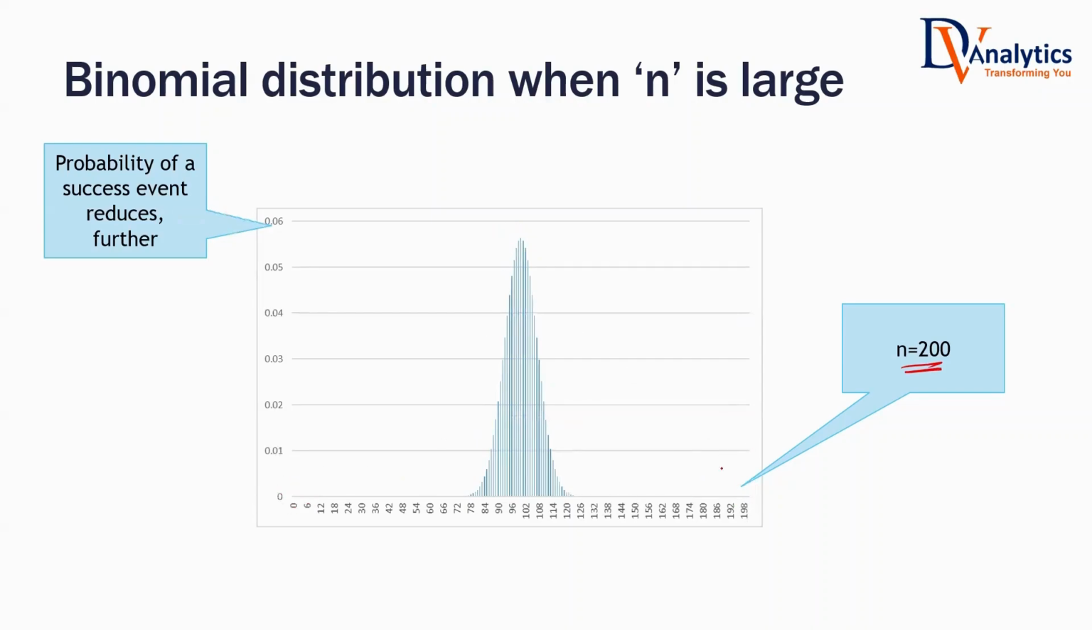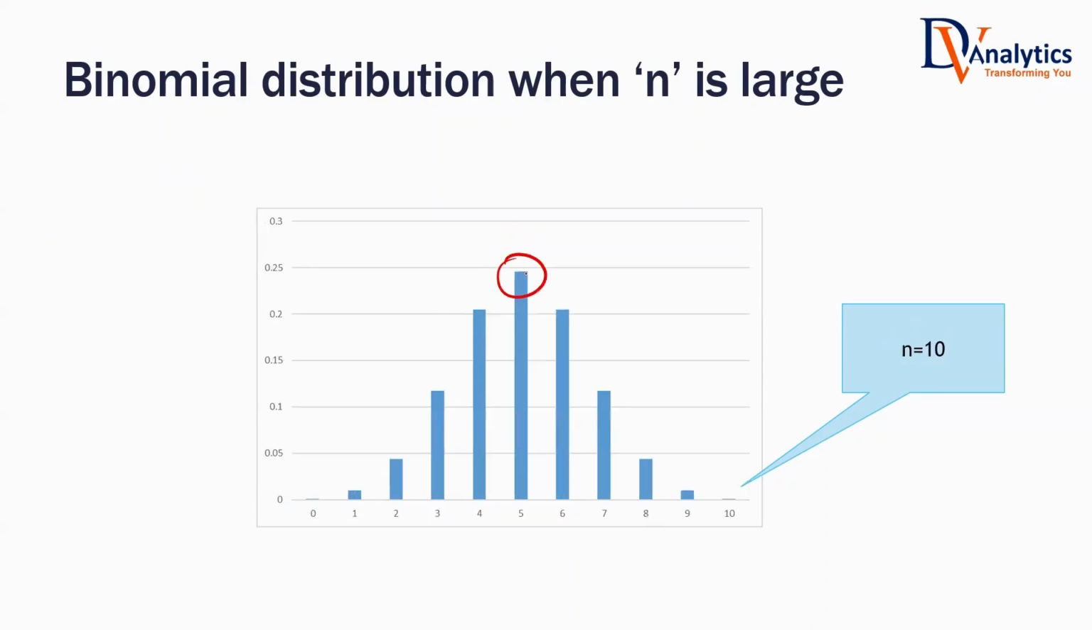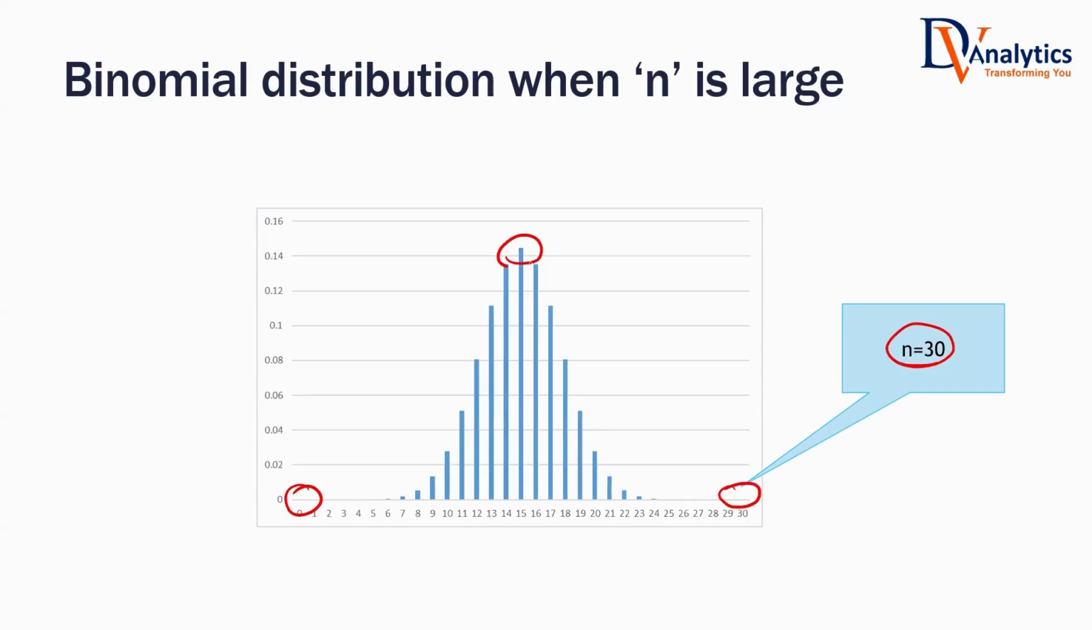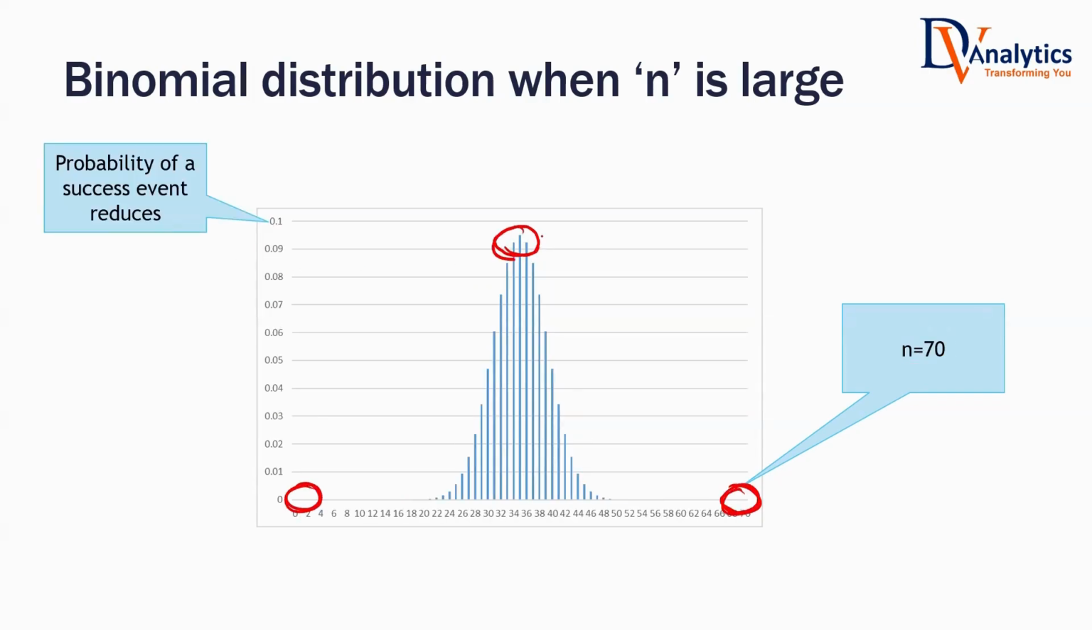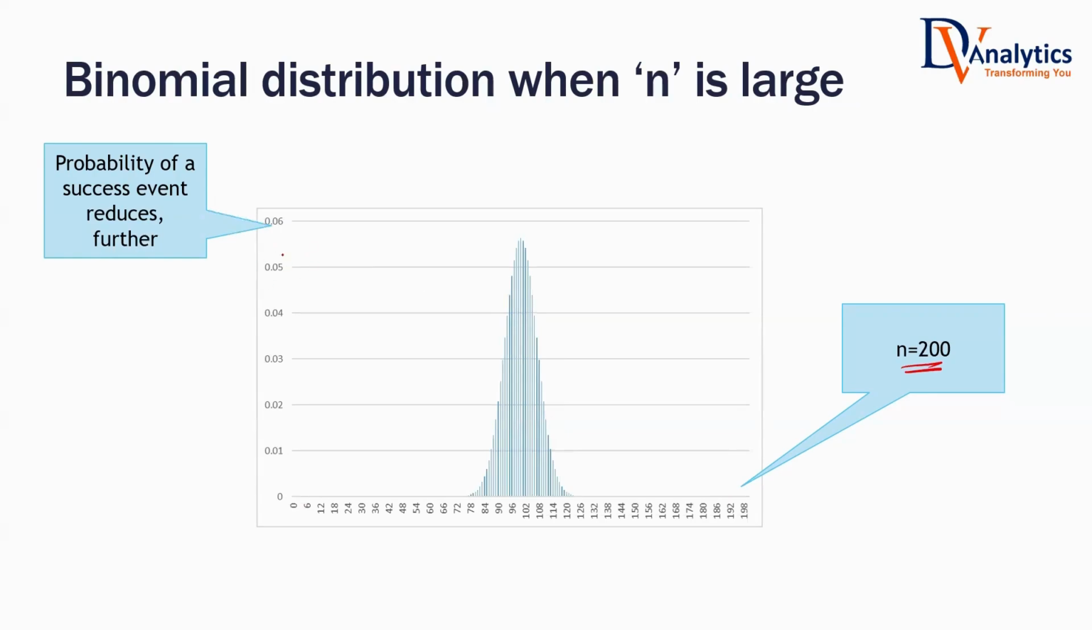But the single event probability keeps on reducing. Getting 5 heads here is 0.25. Getting 15 heads here is 0.14. Getting 35 heads is 0.09. The probability keeps on reducing if you're talking about one event because the number of trials has increased.